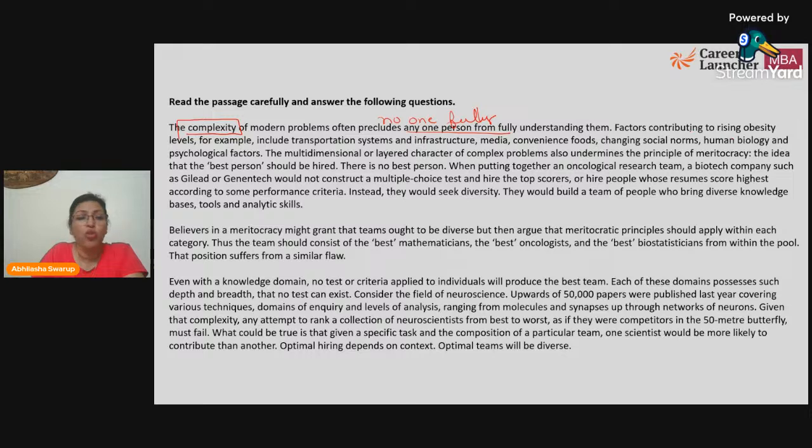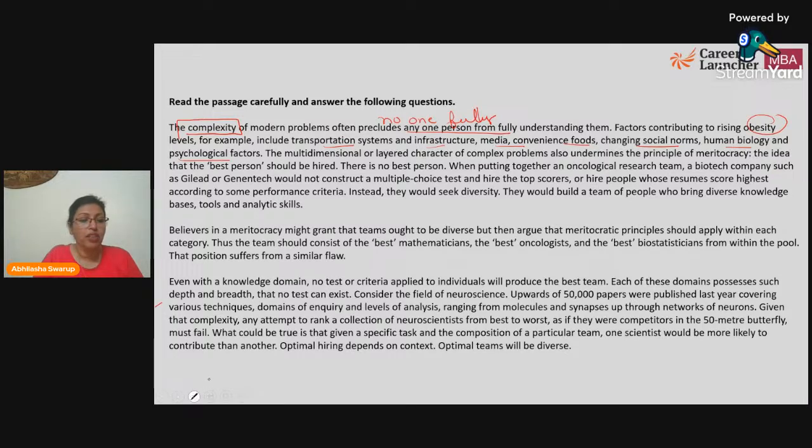Factors contributing to rising obesity levels, for example, include transportation systems and infrastructure, media, convenience food, changing social norms, human biology, and psychological factors. So then he says, okay, here is a problem. Obesity is a problem, and there are so many different reasons for obesity. It says multi-dimensional or layered character. So it has many dimensions to it.